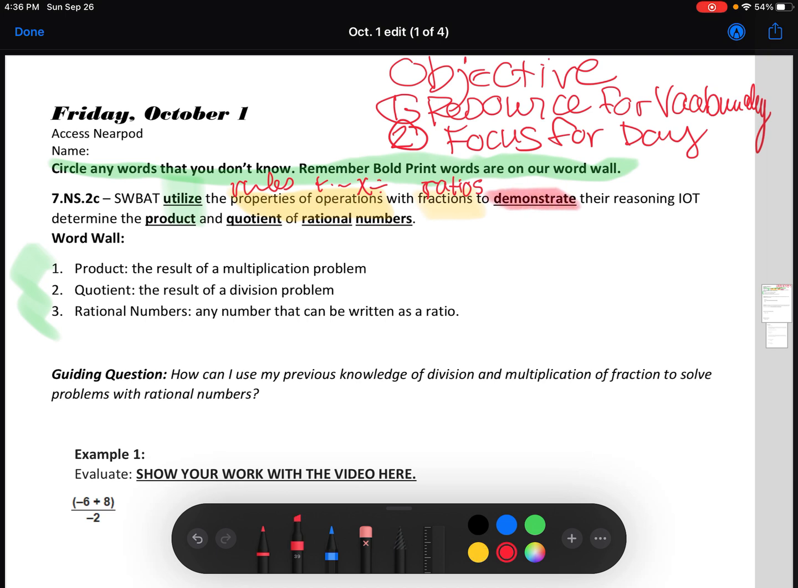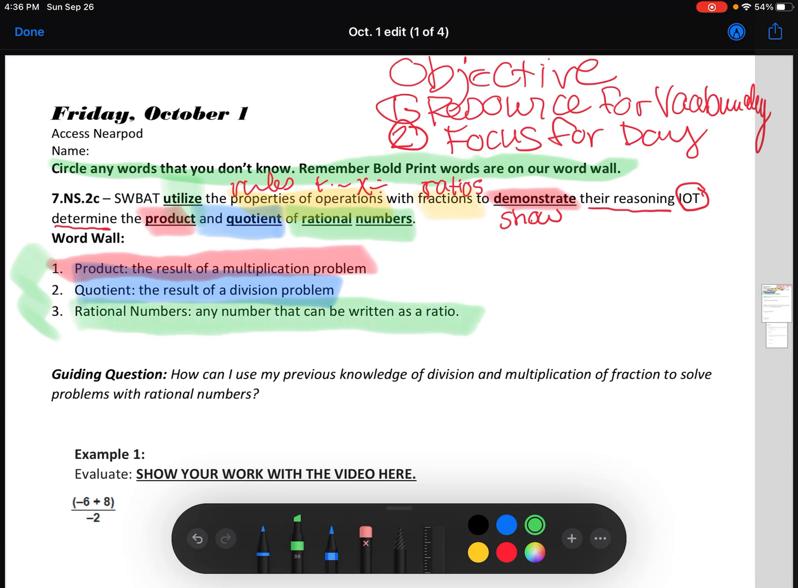When we're demonstrating something, we're showing someone how to do something. And you're showing your reasoning in order to determine, another word for determine is decide, the product. What's a product? The result of a multiplication problem. And the quotient. What's a quotient? The result of a division problem of rational numbers. Rational numbers are any numbers that can be written as a ratio. What's another word for a ratio? It is a fraction. Very good. So that's our focus for the day.